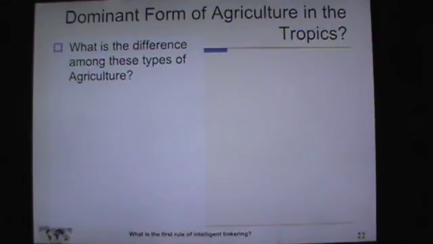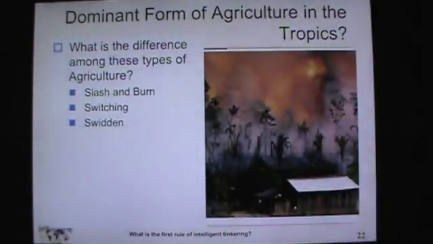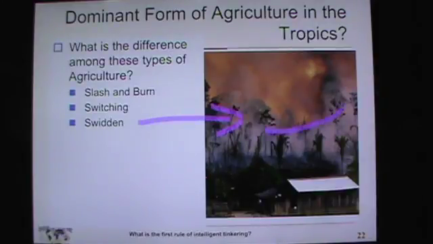What is the difference among these types of agriculture? Well, slash and burn is where you go in and you cut everything down, then you plant crops in there, but you burn it to get the ash, and you just leave that and try to grow as much as you can and move on to another plot. Then there's this idea of switching, where they move from one crop to another. And there's this thing called Swidden Agriculture, and this looks like they're about to burn the farmhouse down. But we'll talk more about this, essentially it's a modified form of slash and burn. It's not the same as slash and burn.